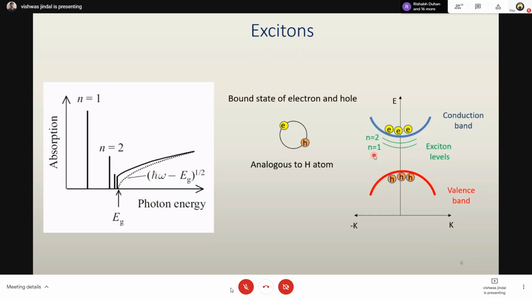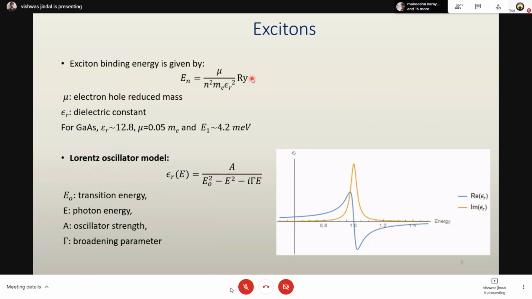And now it can also have excited states, like in the case of a hydrogen atom. So you might see n equals 1, n equals 2, and then they combine into the continuum. This is fairly common. Now the binding energy of this exciton can be given by this formula: mu upon n squared m_e epsilon_r squared times Ry, where Ry is the Rydberg constant, which is 13.6 electron volts. Mu is the reduced mass of the electron and hole, and epsilon_r is the background dielectric constant of the material.